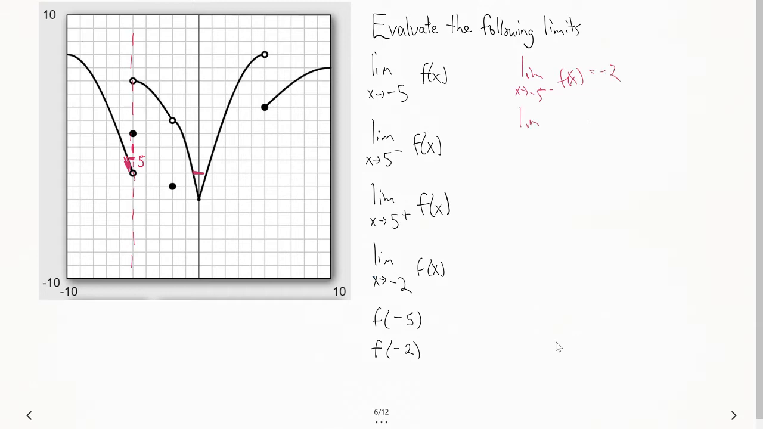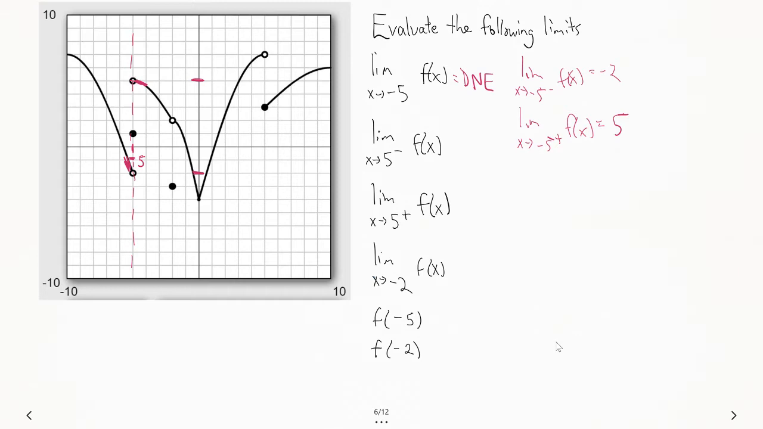And the limit as x approaches -5 from the right would be on the right hand side of this. So what y value are we approaching here? Well, that's 1, 2, 3, 4, 5. So that would be 5. Notice these two are not the same. So we have a does not exist scenario going on right there.